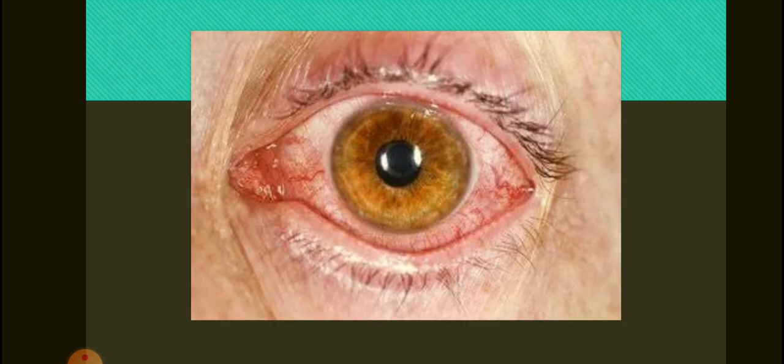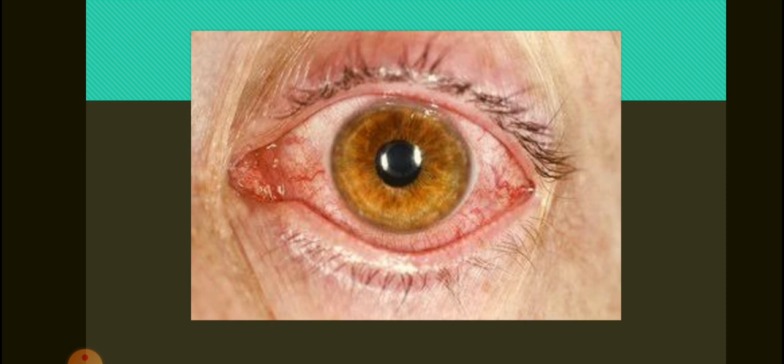Now, what are the symptoms of angular conjunctivitis? First of all, discomfort with mild mucopurulent discharge can be seen. Itching and excoriation of the skin can be observed, and frequent blinking can also be observed in case of angular conjunctivitis. What are the signs? Signs are congestion of the conjunctiva.